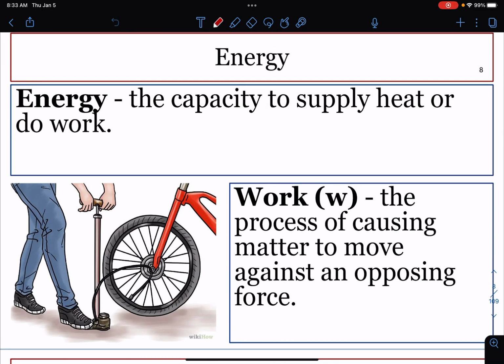Let's start with some definitions. Energy is the ability to provide heat or do work. Work, in fact, has a scientific definition. It's the process of causing mass to move against an opposing force. A good example of this is one where you lift something off the floor. You are doing work. You are moving matter against an opposing force, which is gravity in this case.